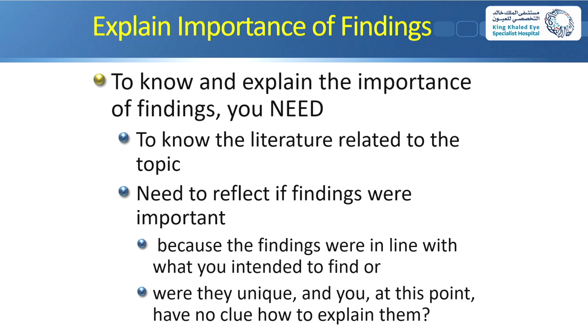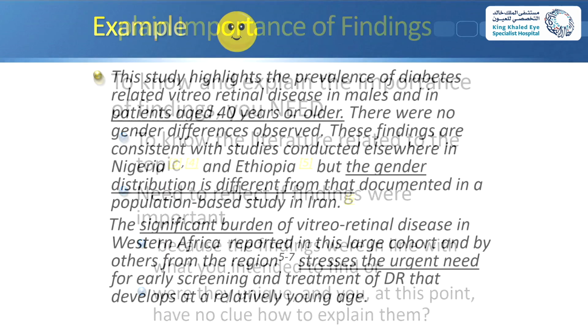So you need to go back, look at the literature, make sure you're updated, and then you reflect on the findings. Is it the same as what you expected to find in your hypothesis, or is it different? Explain it, and then point out what is unique. You may have no clue, but you have to think and explain it, or just say we need more studies to explain. So there needs to be some conclusion to something, the new thing that you have found.